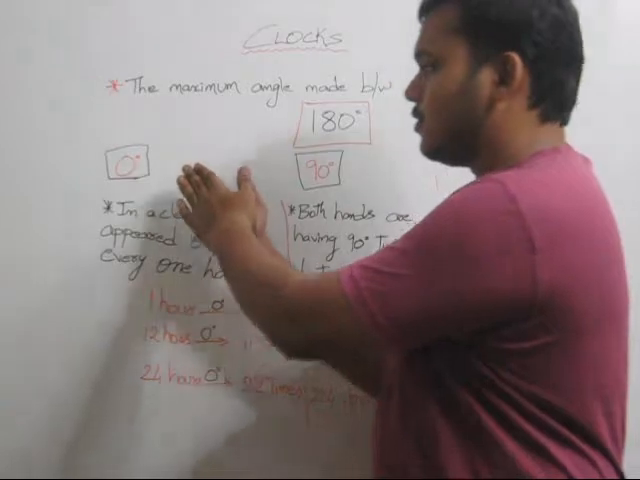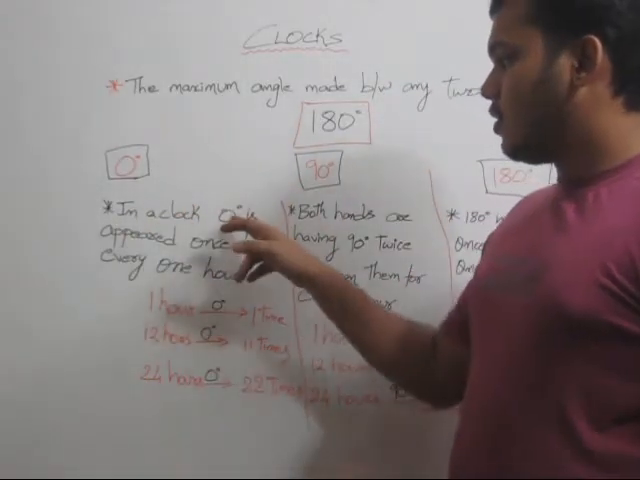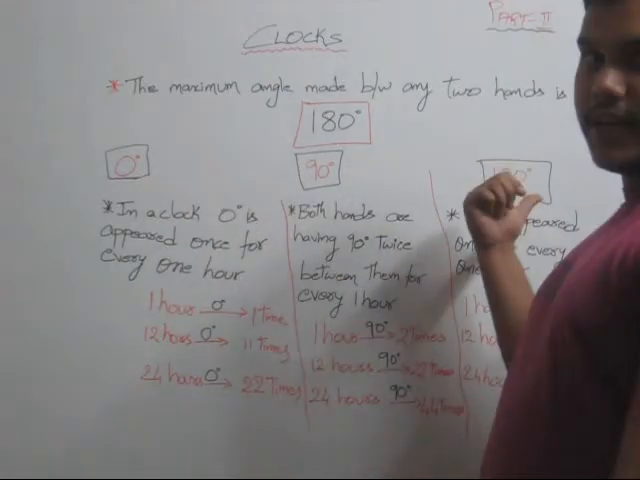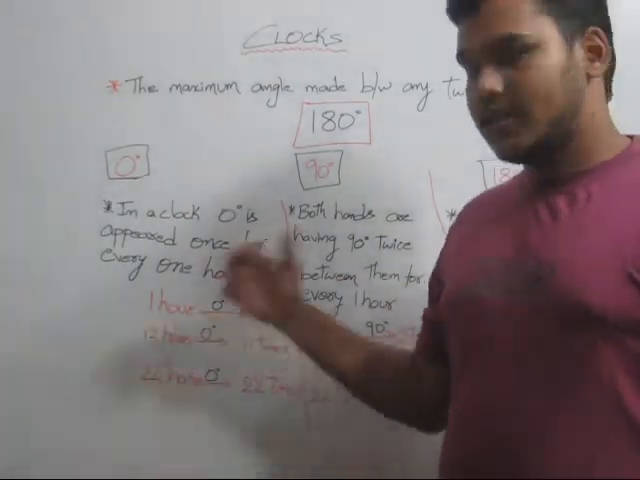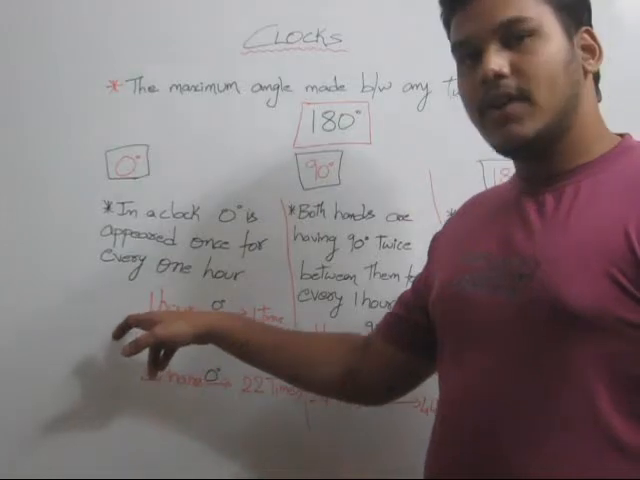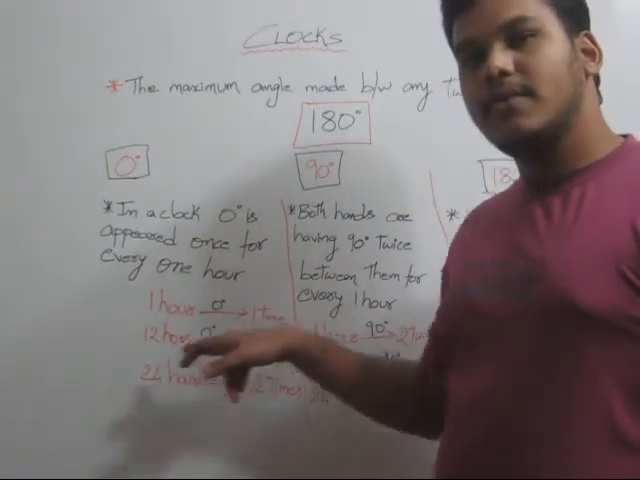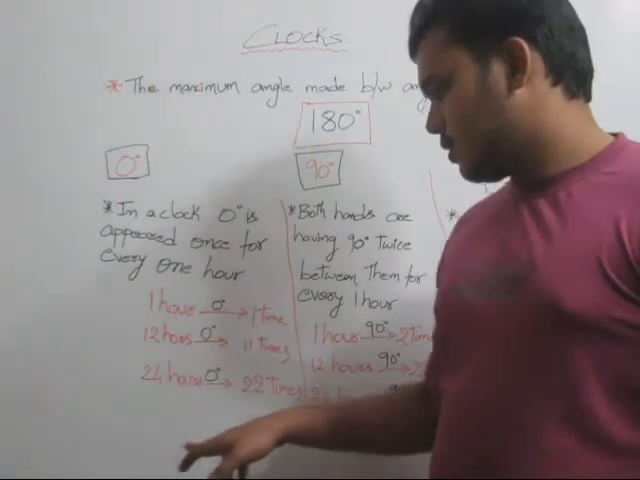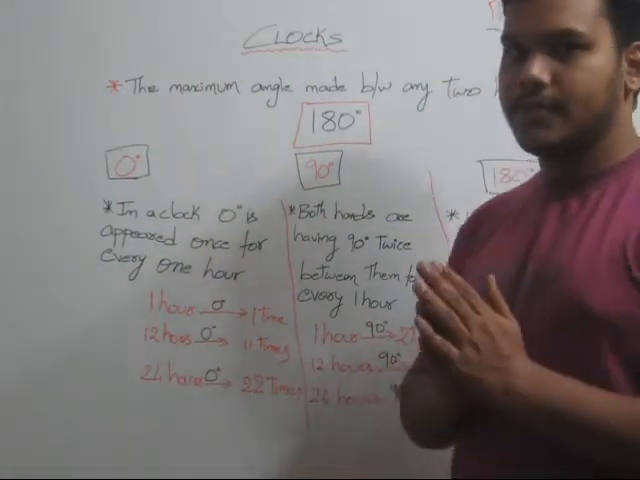And coming to 0 degrees, in a clock 0 degrees appears once for every 1 hour, similar to 180 degrees. In the same way as 180 degrees, for 1 hour 0 degrees appears 1 time, for 12 hours 0 degrees appears 11 times, and for 24 hours 0 degrees appears 22 times.